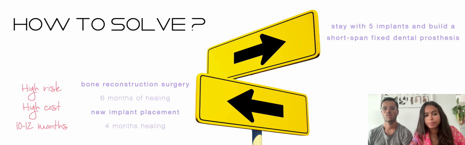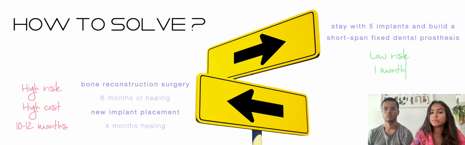Option 2 was staying only with the 5 healthy implants she already had and designing a short span fixed dental prosthesis with 10 teeth, this being of course the low risk option.